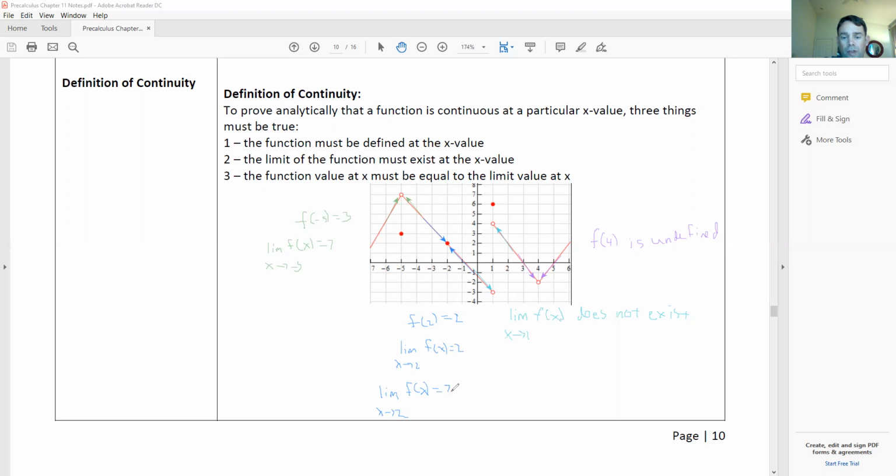Three things always have to be true in order for a function to be continuous at a certain value of x. So what we're going to do here is go through and actually prove or verify if a function is continuous. We'll do one together, and then I'm going to have you guys do one. And we'll call it a day.